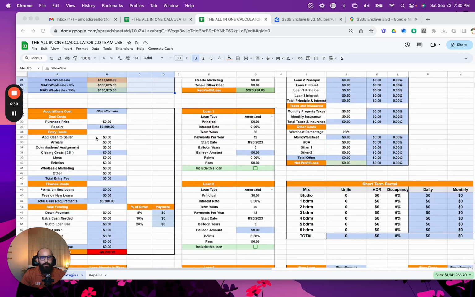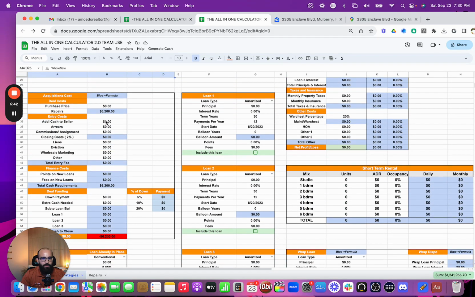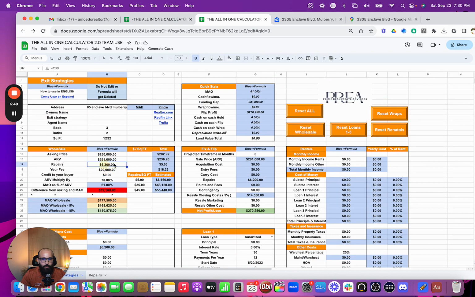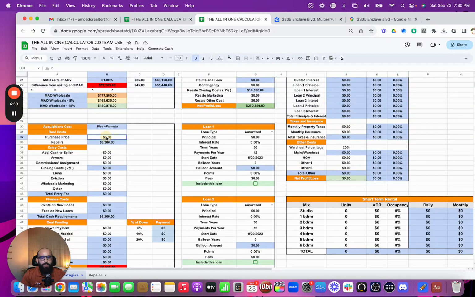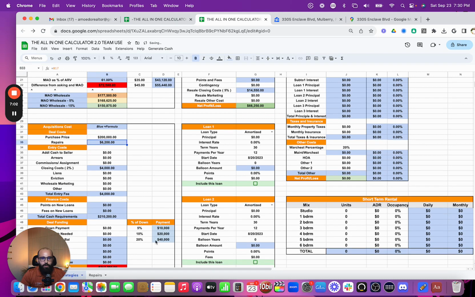Okay, so now we're going to keep going down here to where it says acquisitions cost. This is once you actually acquire the property, what does that look like? So you're going to notice that repairs is grabbing from up here where we put $6,200, but our purchase price, let's say we ended up negotiating and I paid over my max allowable offer. So let's say that I paid $200,000 for this house. Okay, you're going to notice that the percent of down payment right here gets populated.